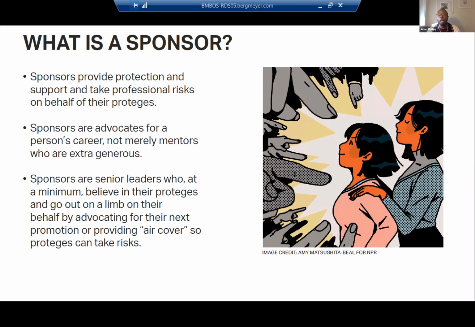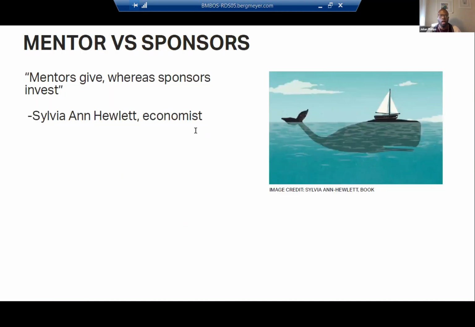There's an image here again from the same artist, from the NPR write up, and there's a lot of fingers pointing in a lot of different ways. But as you can see, the sponsor has the protege's back. They're propping them up in a way, making sure that people see them, and also allowing them to go out on a limb on behalf of themselves. The next slide, please.